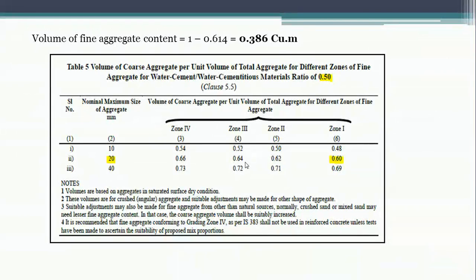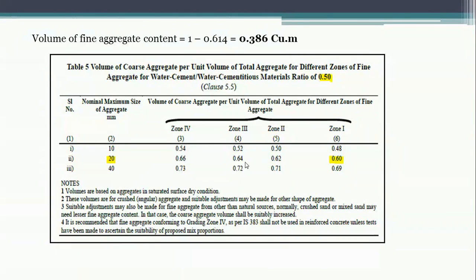Next, here they have not given the method of placing. Only if they give the method of placing as pumping, then you have to reduce the volume of coarse aggregate by 10%. That means you multiply the volume of coarse aggregate by 0.9. But here in the data they have not given anything regarding the method of placing, so there is no need to assume it as pumping. Only if the data says pumping, then multiply by 0.9, or else no need to do that step.